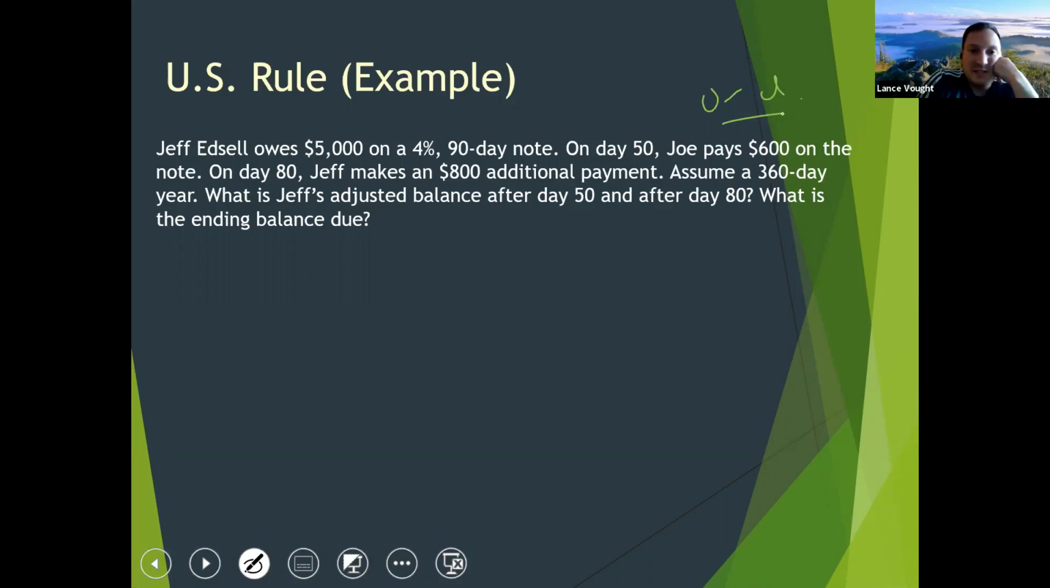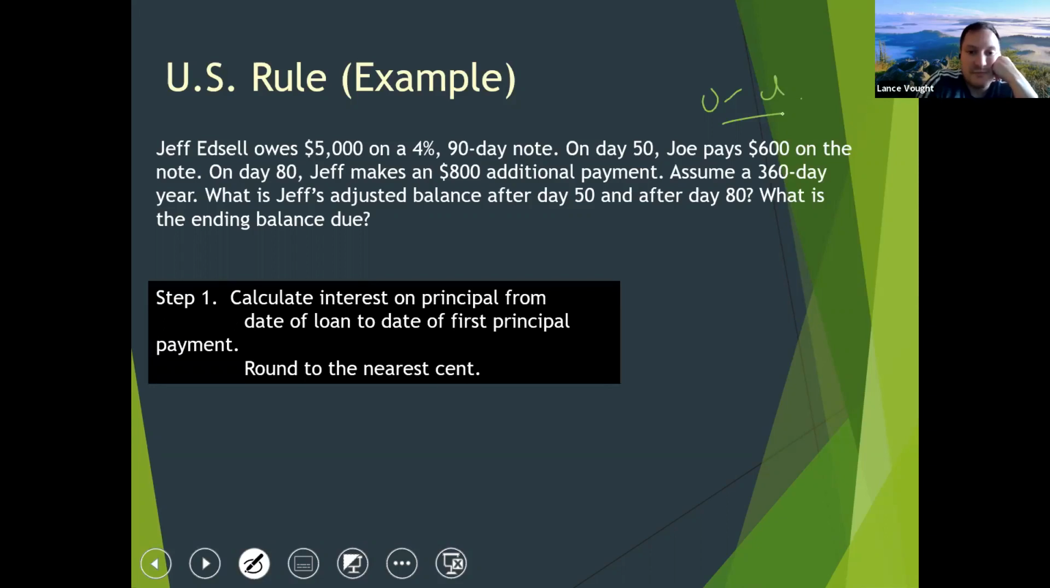So what that means is the first thing we need to do is calculate the interest from the date of the loan to the date of the first payment. So what that means is that we have to calculate the accrued interest on day 50 of this loan. So if it's a simple interest loan with the ordinary method, we're going to do 5,000 times 0.04 times 50 over 360.